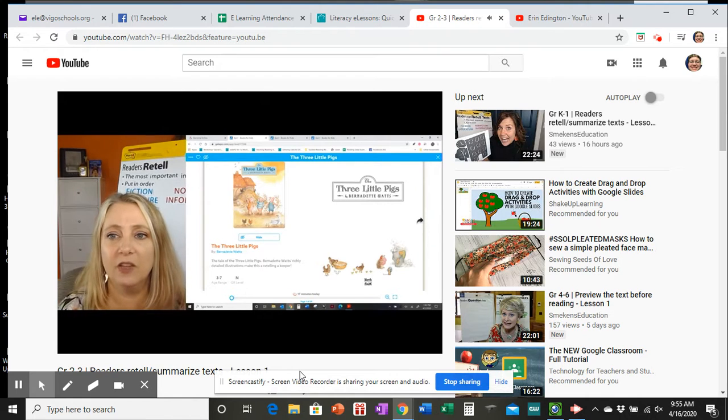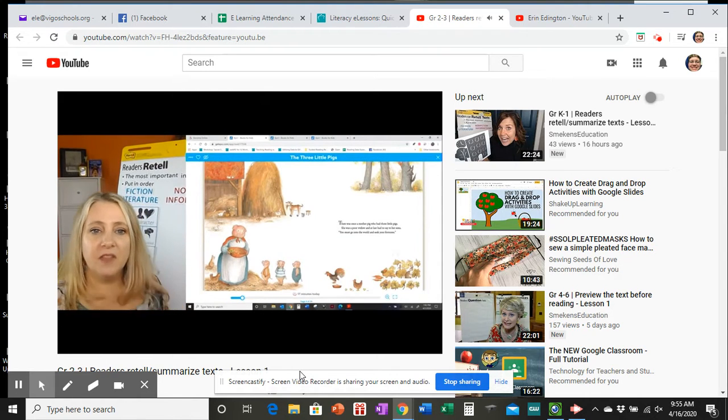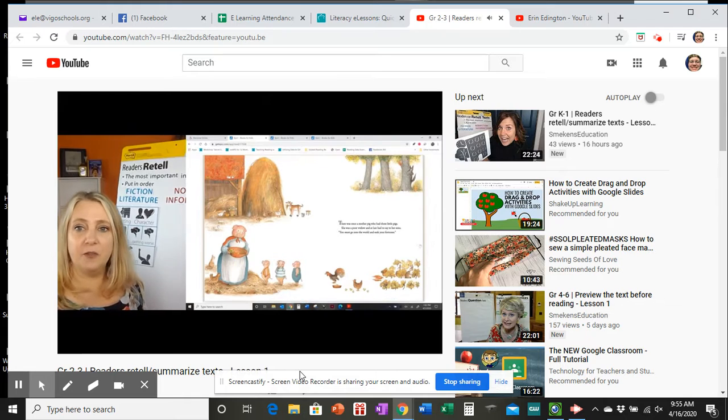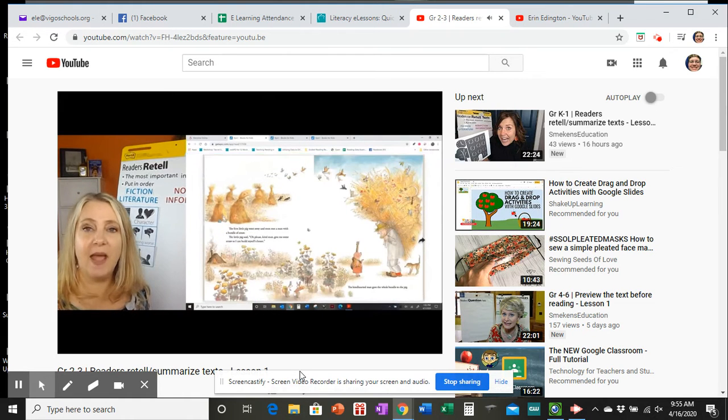So now as we look at the Three Little Pigs, then remember the mother and the three pigs, and she sent them out to make a house. Yeah, so there's the setting, right?